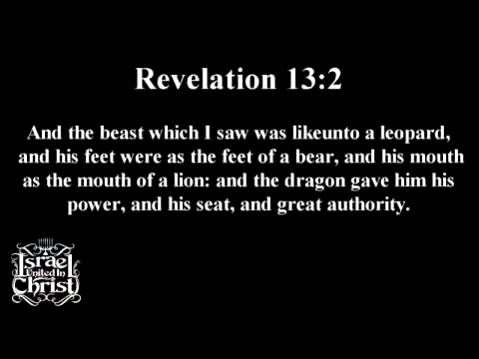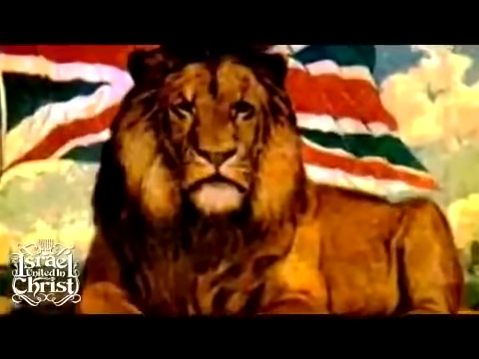Go ahead. And his mouth as the mouth of a lion. Now in Daniel 7, who had the symbol of the lion? The Babylonians. Right, Babylonians was Ethiopia. But this is not talking about Ethiopia, because it already told you this great red dragon. So it's talking about one race. Keep that in mind. Esau. What Edomite empire took the symbol of the lion? Great Britain. Right.